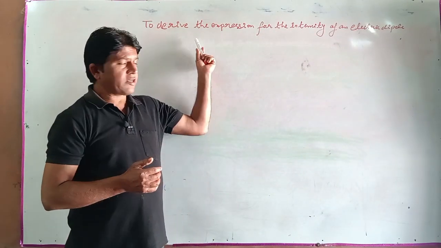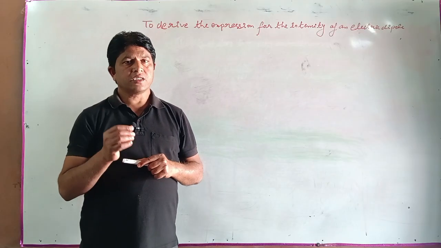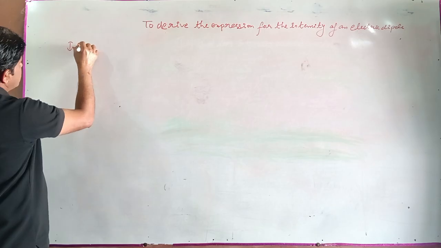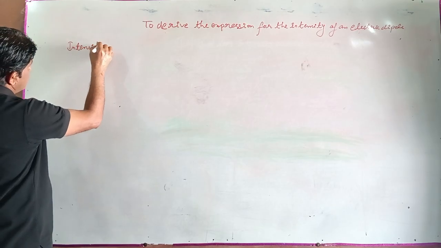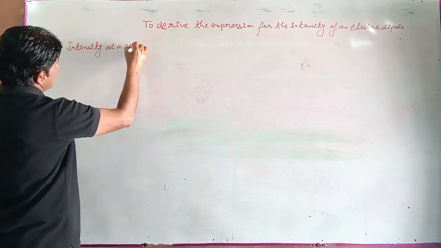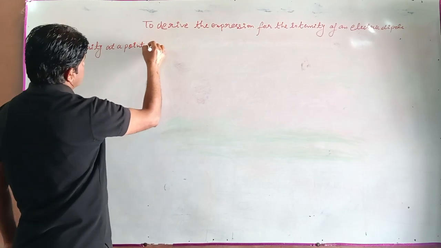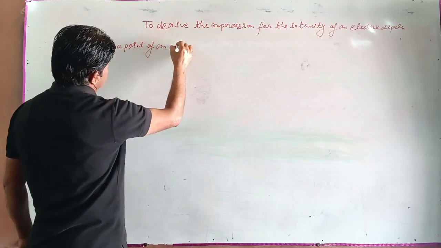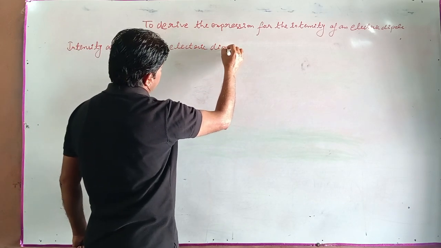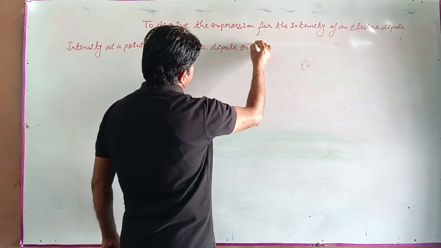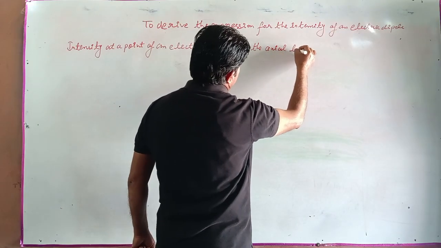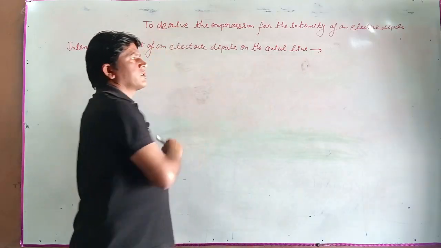But before starting the derivation, first of all, we write its heading. And the heading is intensity at a point of an electric dipole on the axial line. So it is our heading.